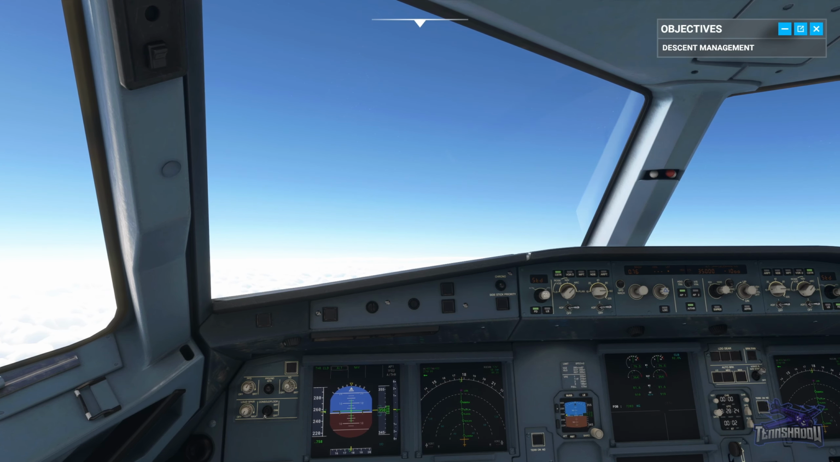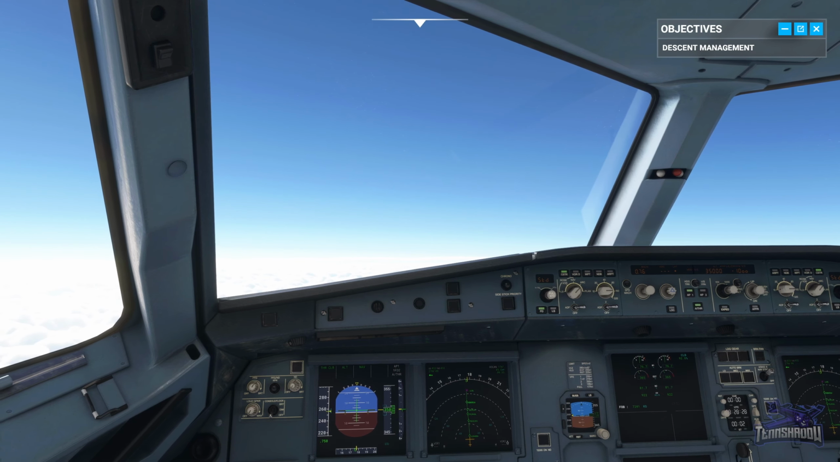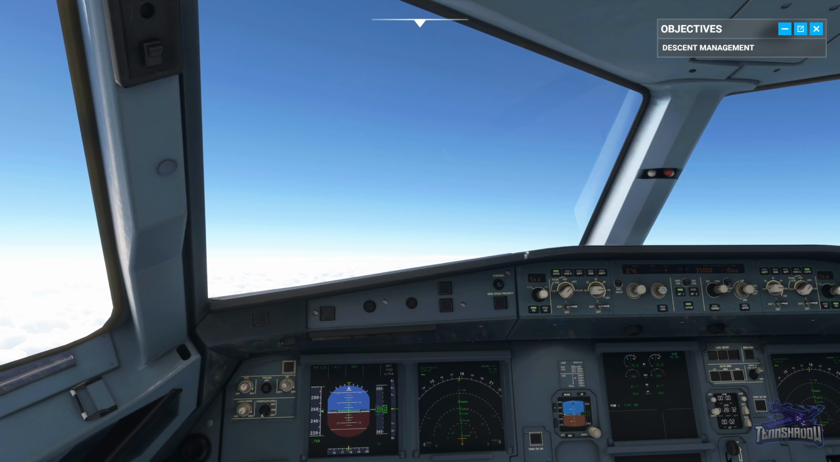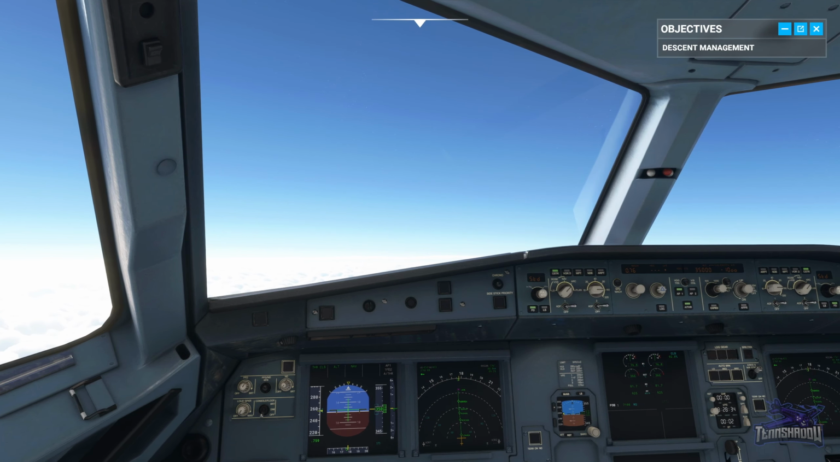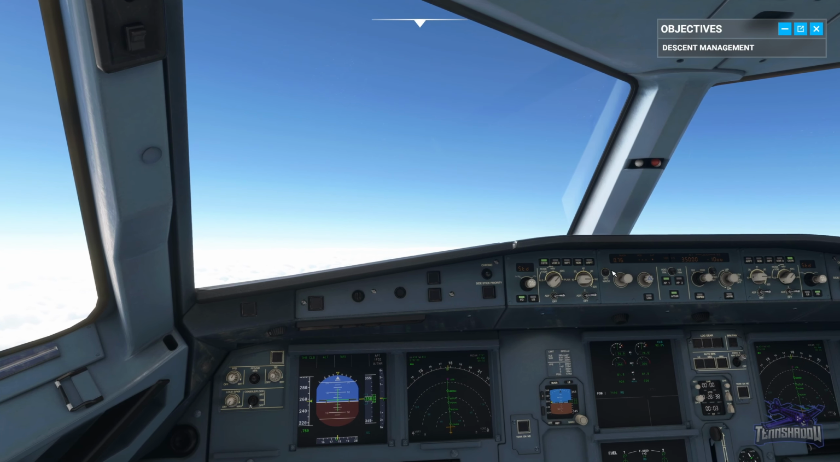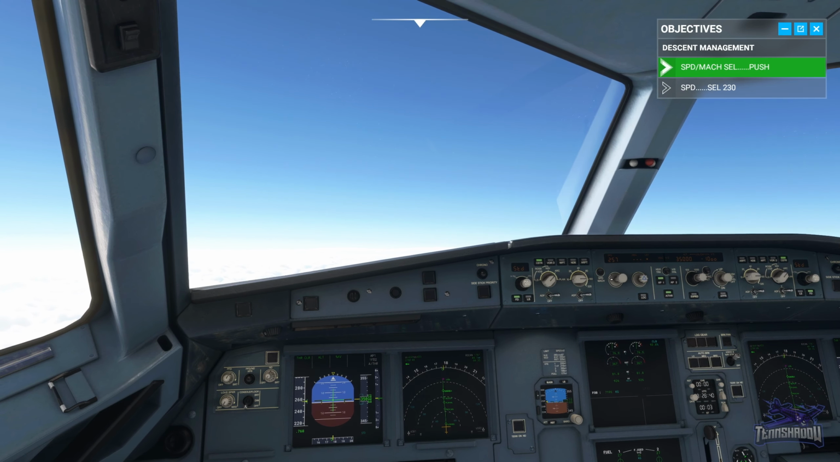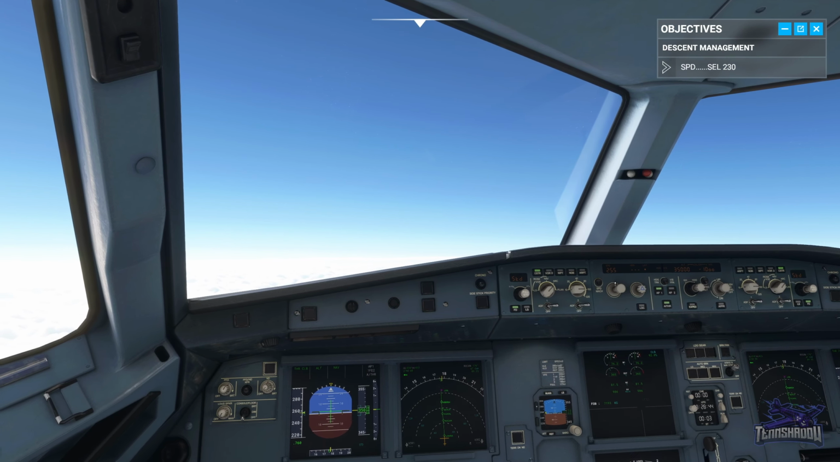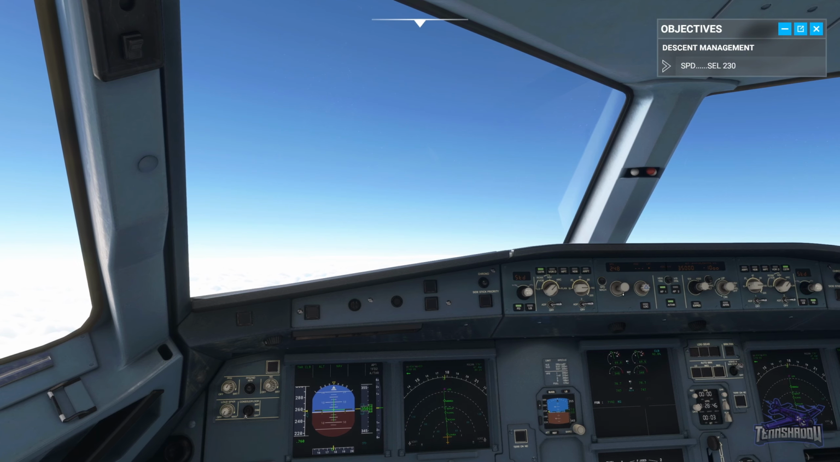Reducing our airspeed in anticipation of a descent reduces our energy and allows us to trade altitude for speed once we do start descending. Use the Speed Mach button to switch back to speed mode and select 230 knots. Jumped ahead again. Oh, no, I didn't. There we go. 230.